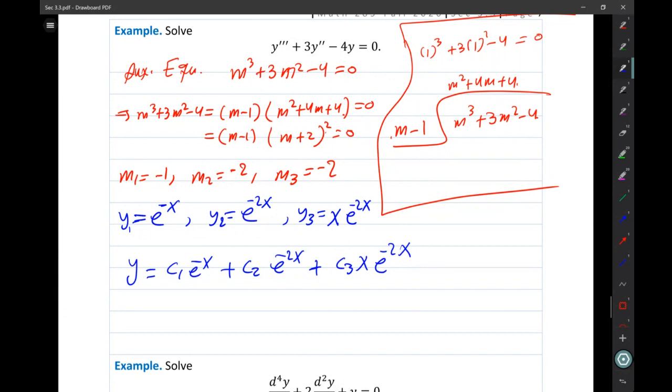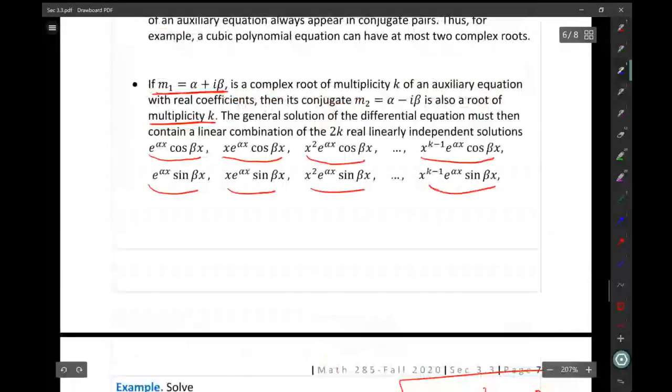All right. Any question up to now? We have to stop here. We still have more examples to do next time, inshallah.